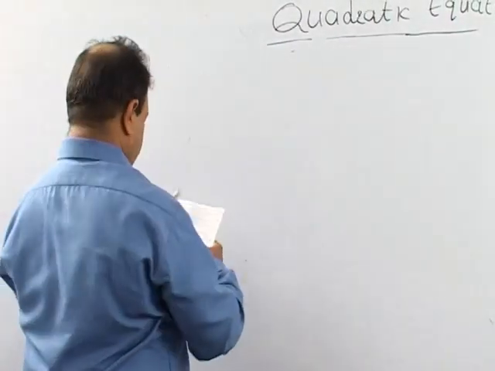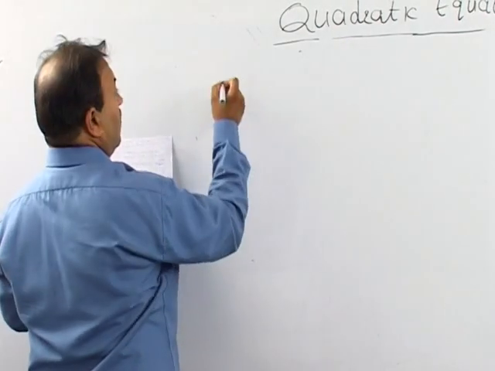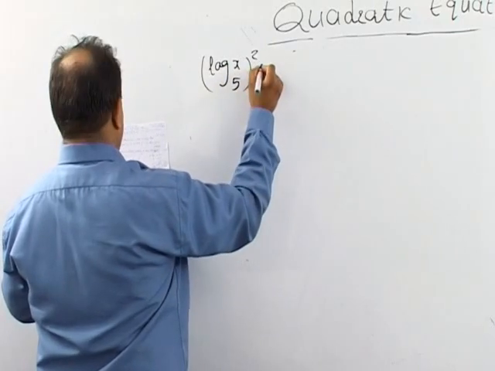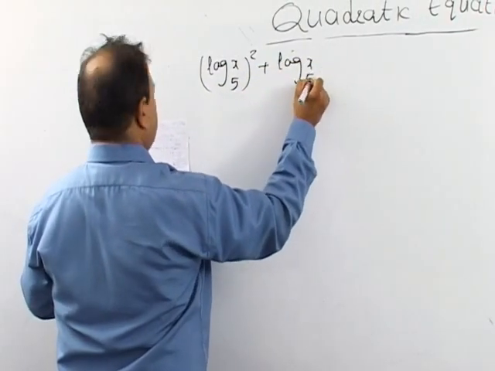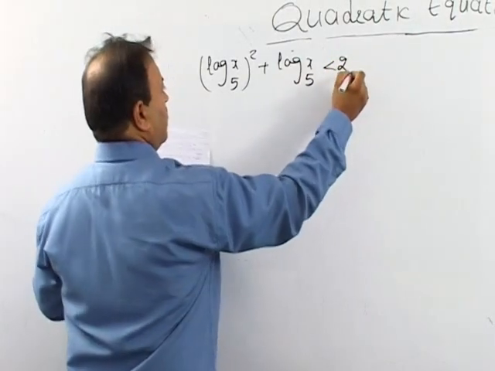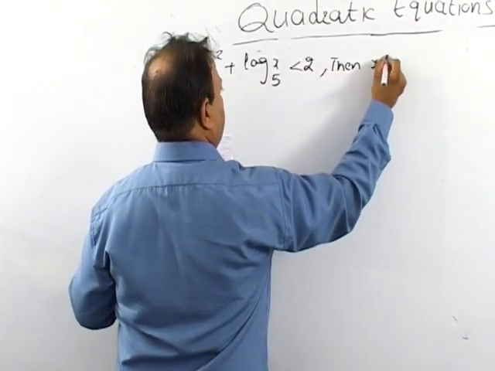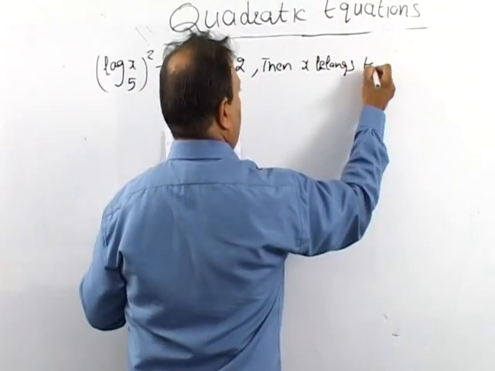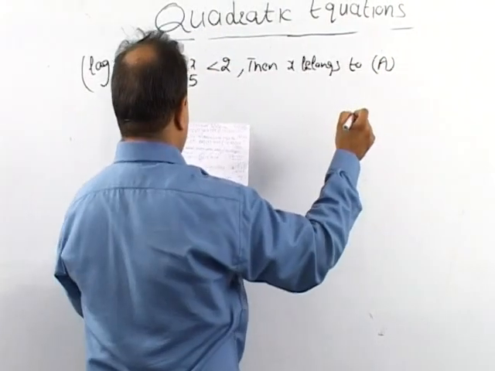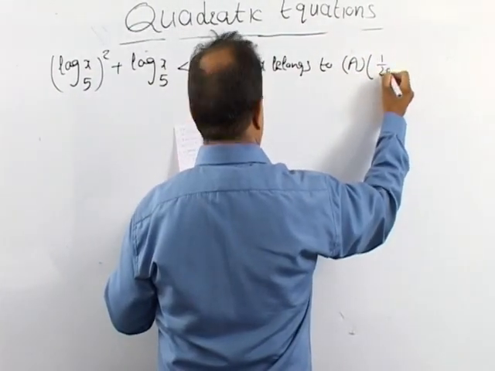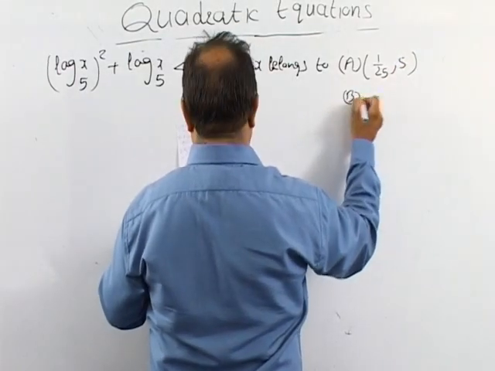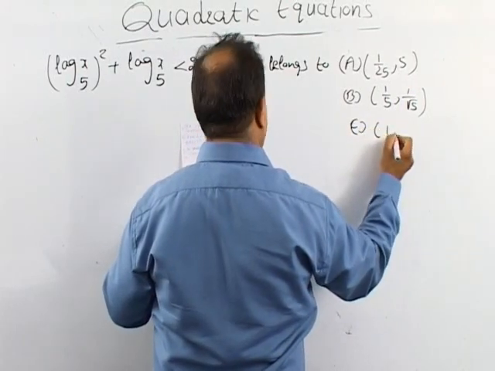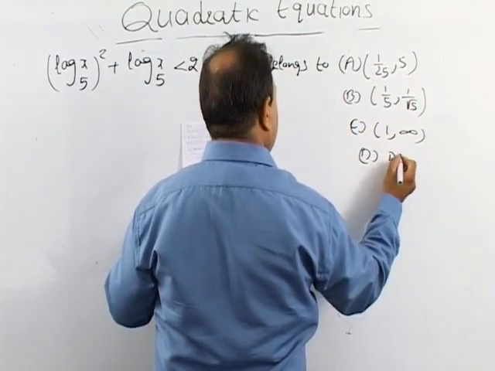The problem is: (log x base 5) the whole square plus log x base 5 is less than 2, then x belongs to, and 4 options have been given. A option is 1 by 25 comma 5, B option is 1 by 5 comma root 5, C option is 1 to infinity, and the D option is none of these.